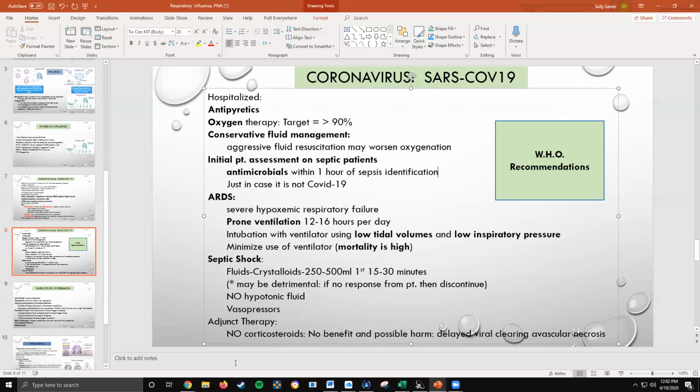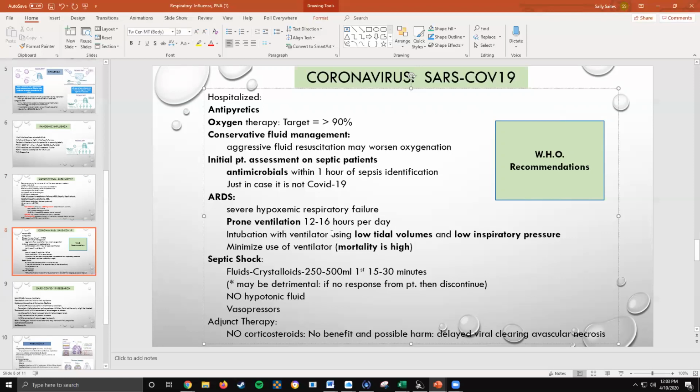So ARDS, they're recommended severe hypoxic respiratory failure. So they are actually recommending 2 things. They're recommending prone ventilation for 12 to 16 hours per day. What that means is that the patients are on their belly. We do this now for some patients that have severe secretions in their lungs, and it actually helps with taking the secretions out of the lungs. So 12 to 16 hours per day.